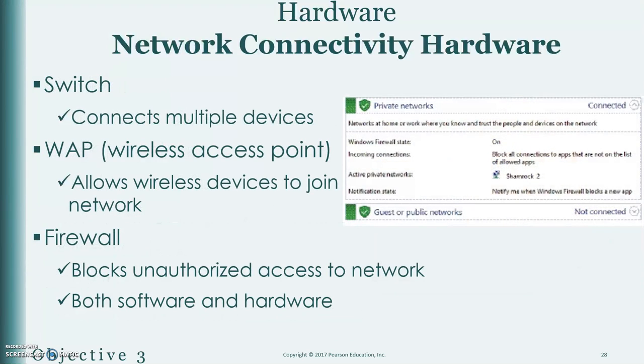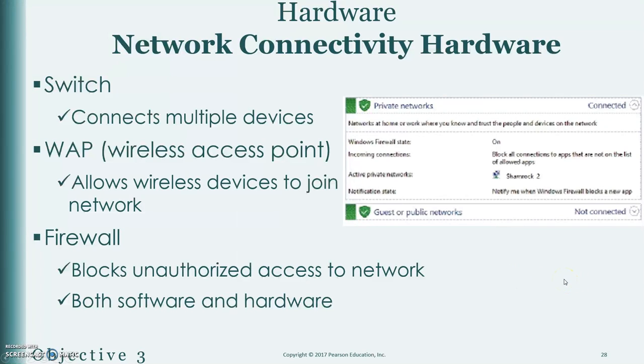So to set up a wireless network, you need something called a WAP, and that stands for Wireless Access Point. What this does is it allows wireless devices to join a network, so pretty much like a switch, right? A firewall can be both hardware and software that blocks unauthorized access to a network. You can have both a software firewall and a hardware firewall.